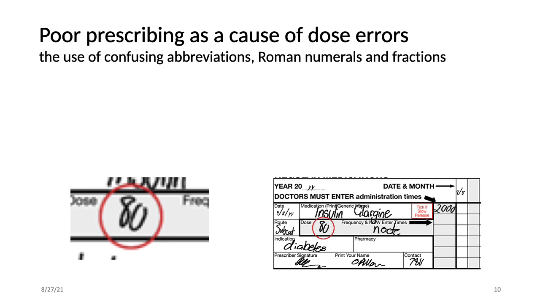Poor prescribing as a cause of dose error also includes the use of confusing abbreviations, Roman numerals, or fractions. Here, this is insulin, and the doctor may have intended to give 8 units, but it looks like 80. So it's better you write unit, U-N-I-T, rather than 8 plus U.